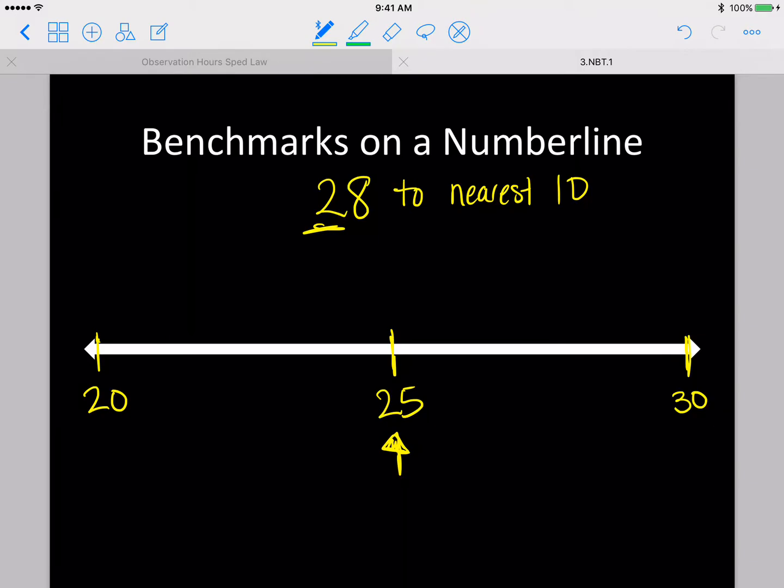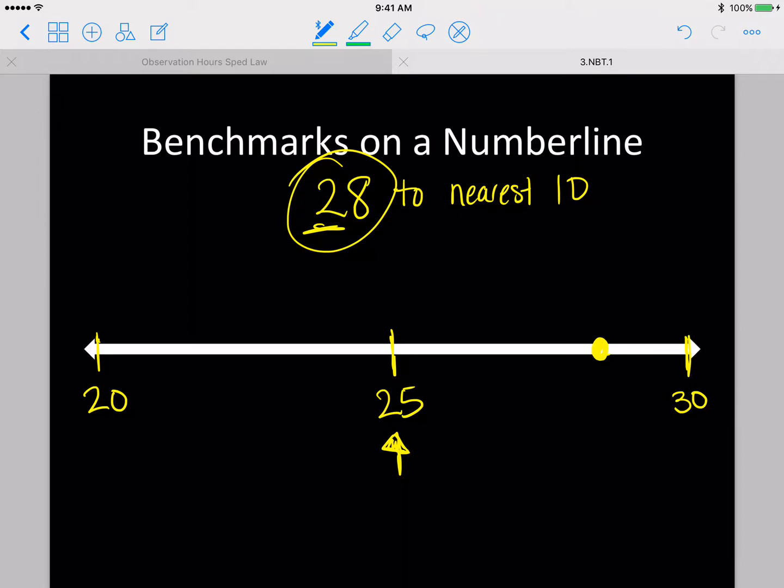So now what I'm going to do is plot my points. We're looking at the number 28. If we think about the number, is 28 bigger than 25? If I have $28, I have more money than someone who has $25. So 28 has a greater value than 25. So it's going to be on the number line where our numbers are getting bigger. So it's going to be closer to 30. It's going to be about right there.